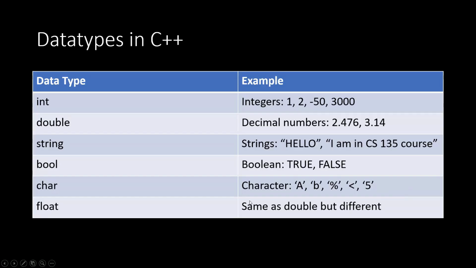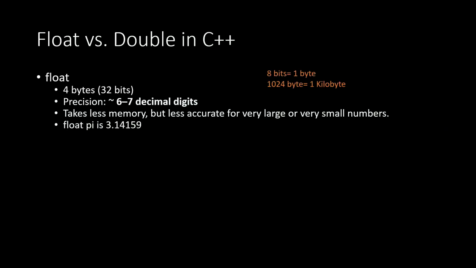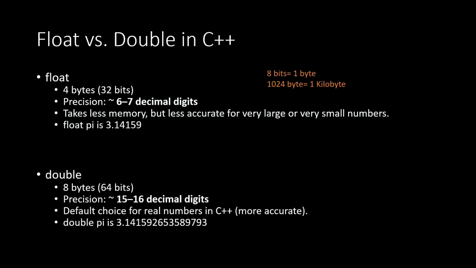And then there is float, which is same as double, but a little different. As I told you, doubles use 8 bytes to store data, and floats use 4 bytes. So the precision in float is lesser than in double. It is up to 6 to 7 places of decimal after the whole number when you are storing a decimal number into a float variable. But when you are using double, it can store up to 15 to 16 digits after the decimal point.